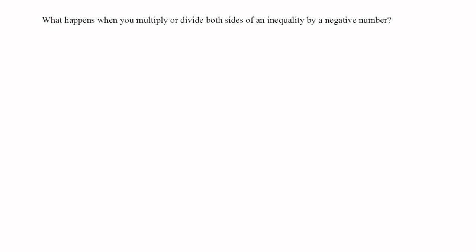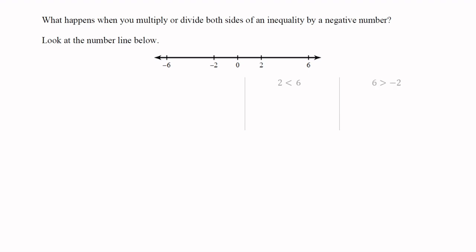What happens when you multiply or divide both sides of an inequality by a negative number? Well, let's explore this a little bit. Look at this number line. We're going to use this as a visual aid to see what happens here. So let's talk about two inequalities. We've got 2 is less than 6, and 6 is greater than negative 2. Both of these are true statements. You can use that number line to verify that.